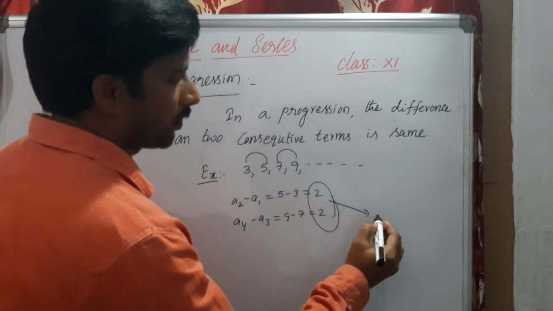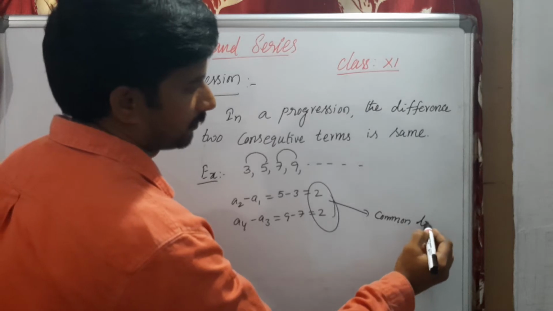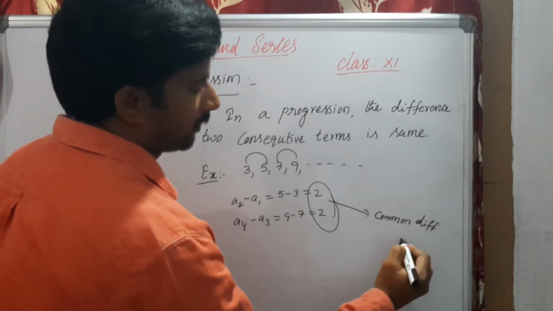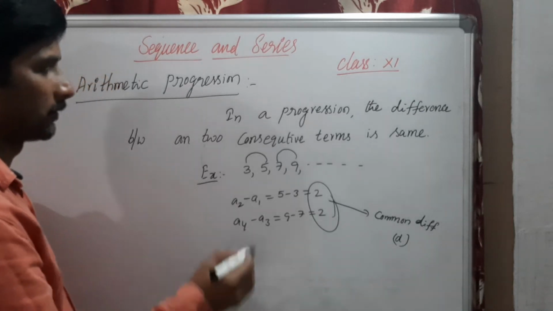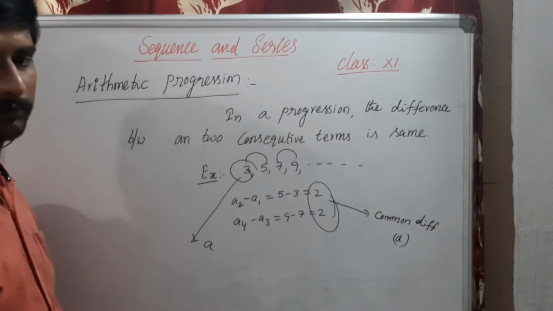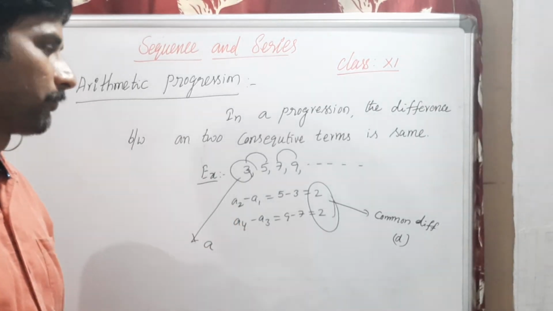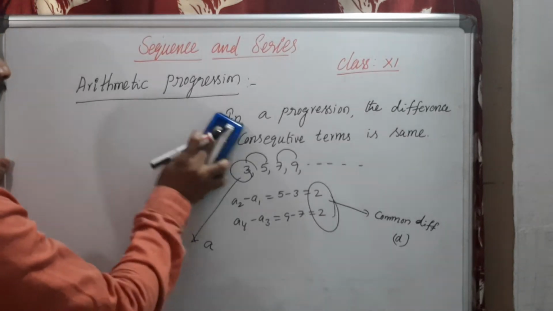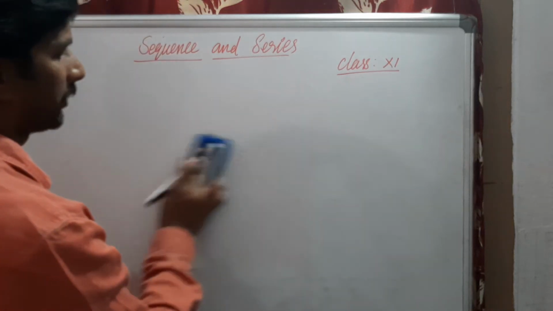That difference is called the common difference, and it is denoted by small d. And the first term is denoted as small a, and also by A1. Now, the terms of AP. How to find out the terms of an arithmetic progression?